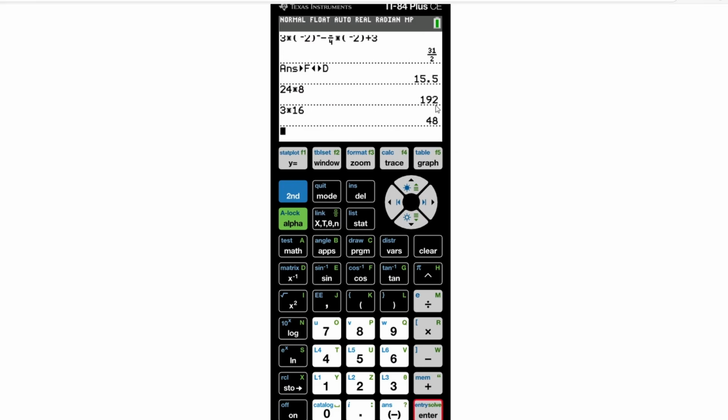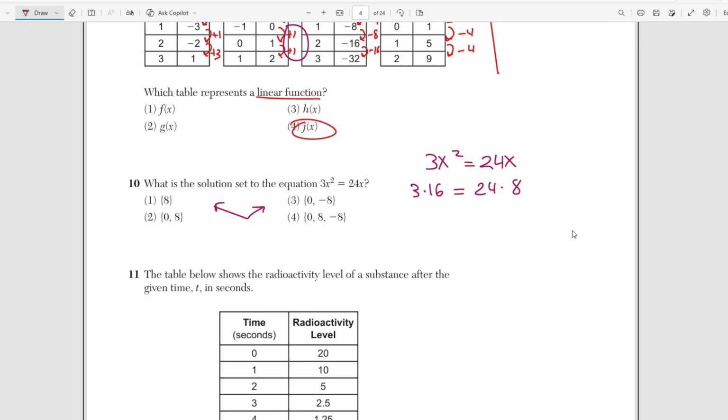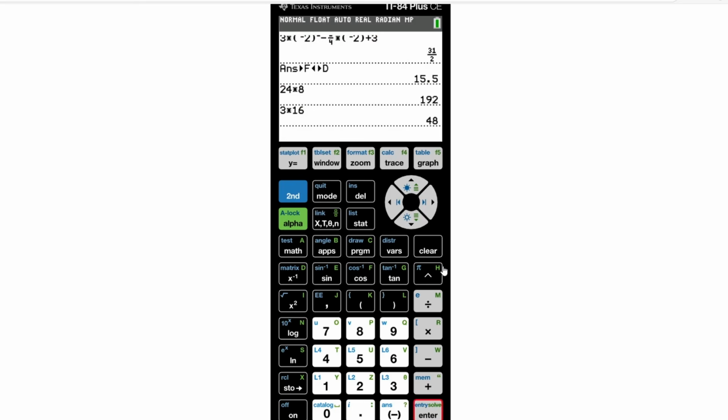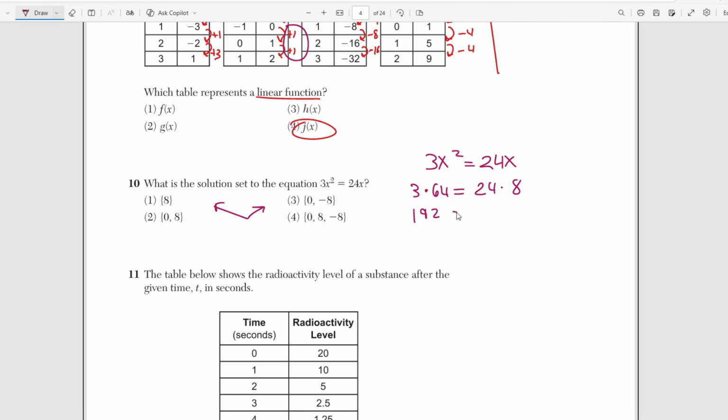Well, one of them is equal to 192. The other one is equal to 48. So is that a solution? No, because it doesn't. Oh, sorry. It's not times 16. It's times 64, guys, because 8 squared is 64. Okay, so sorry. Is 3 times 64 going to give you that? Yeah. So this side was equal to 192, and this side is equal to 192. So 8 is a solution.